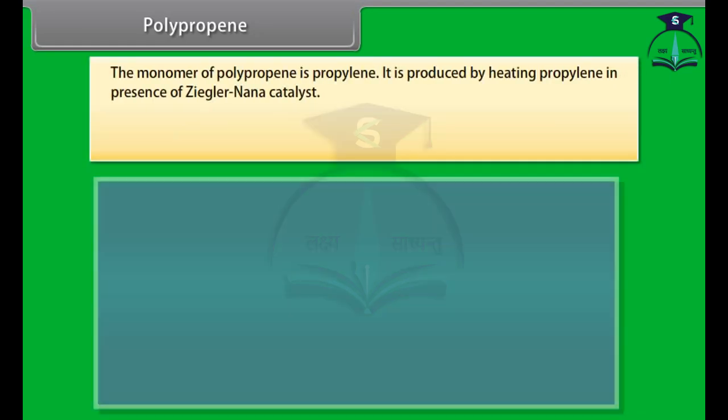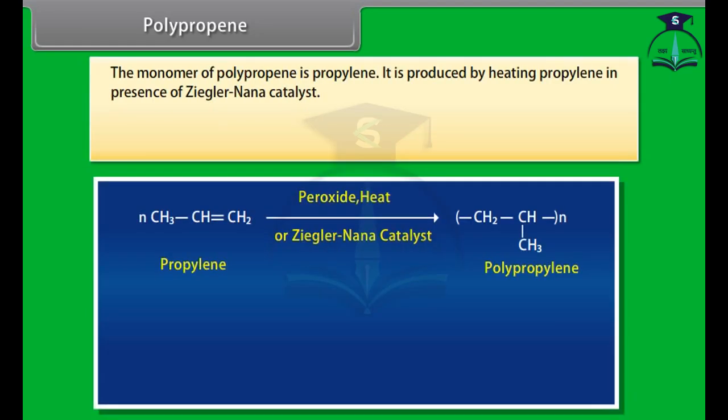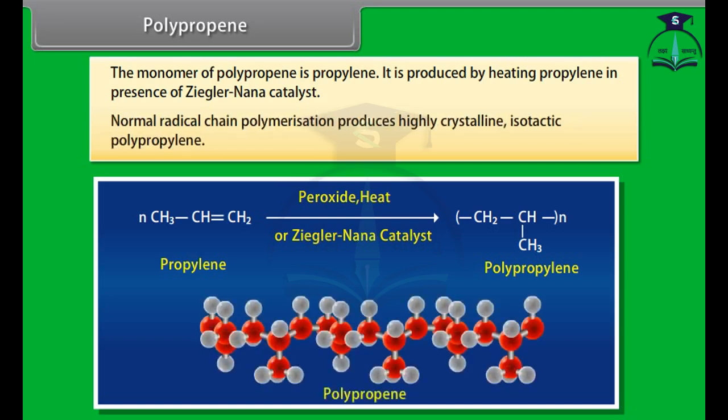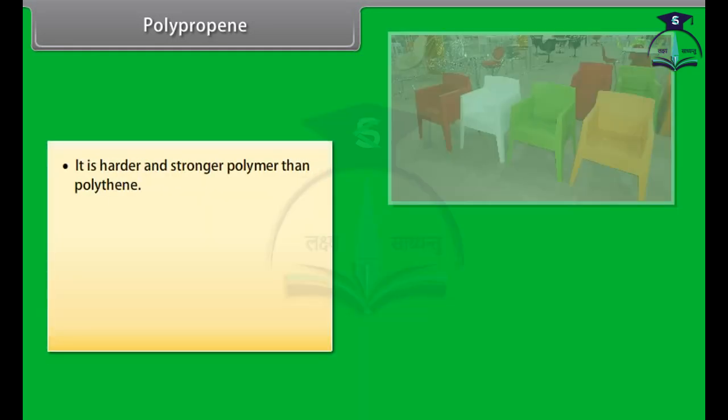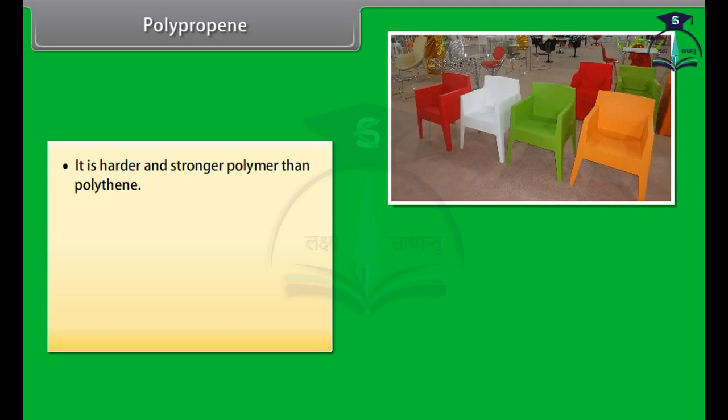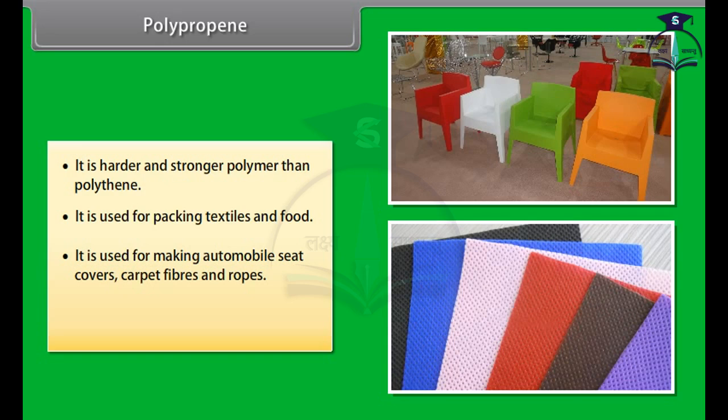Polypropene. The monomer of polypropene is propylene. It is produced by heating propylene in presence of Ziegler-Natta catalyst. Normal radical chain polymerization produces highly crystalline isotactic polypropylene. It is harder and stronger polymer than polyethylene. It is used for packing textiles and food. It is used for making automobile seat covers, carpet fibers and ropes. It is used for making water pipes and washing machine parts.